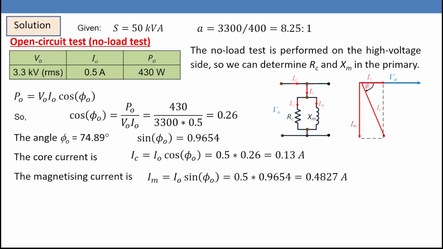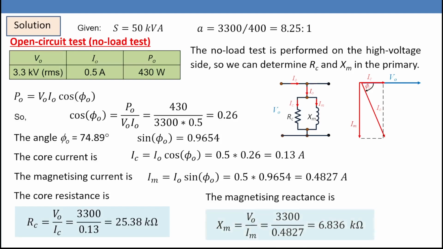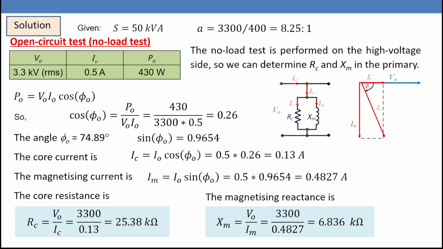Once we know I core and IM, we can calculate R core, which is V node over I core. That will be 25.4 kilo ohm. The magnetizing reactance equals V node over IM, which is 6.836 kilo ohm. That is the magnitude of the magnetizing reactance, but if you use it in any equation, don't forget to add the imaginary part J.